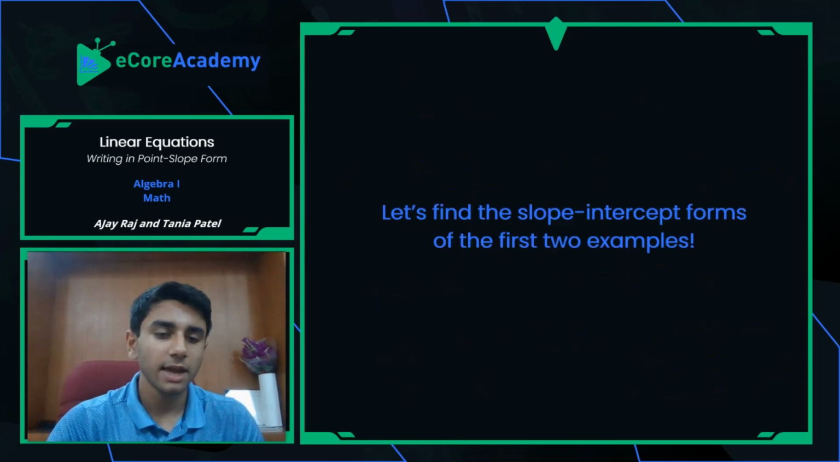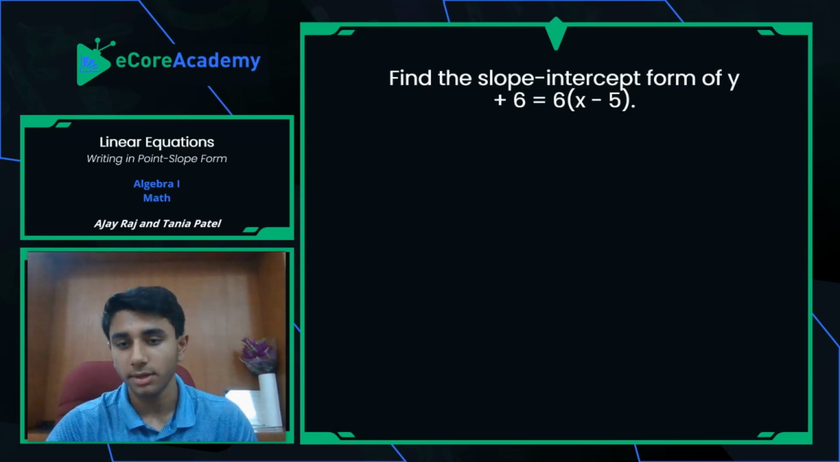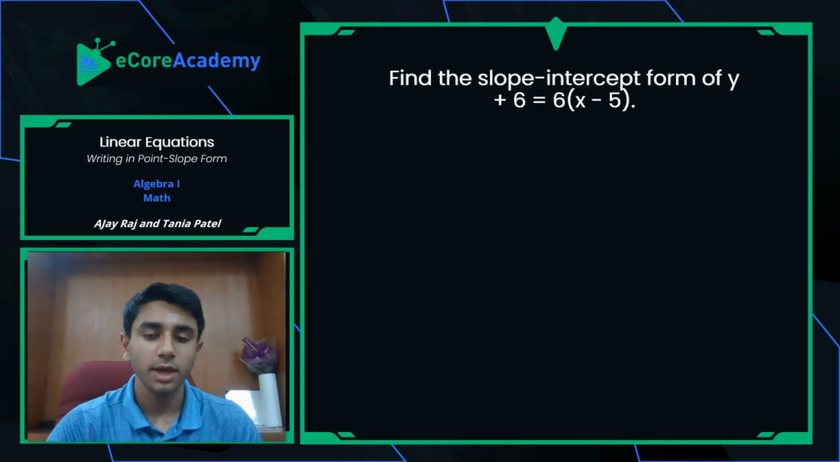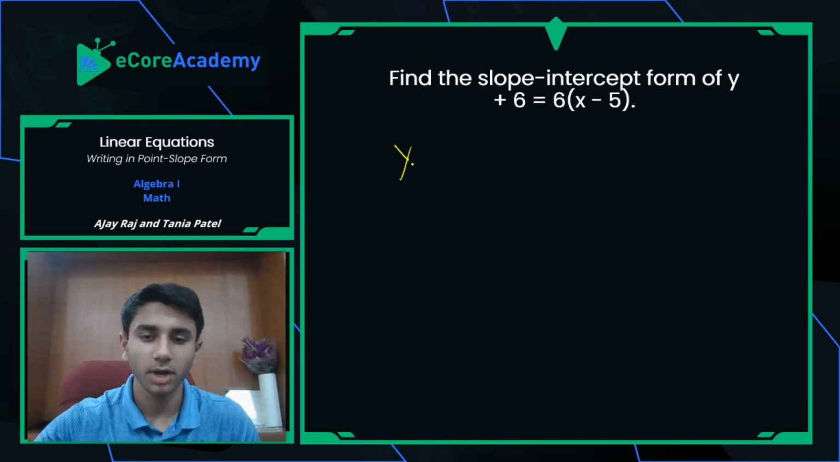All right, so the second half of these practice problems, what we're going to do is find the slope-intercept forms of the first two examples. And we're actually going to be given them in point-slope form. So we're going to translate from point-slope form into slope-intercept form. We're given the equation of y plus 6 equals 6 times x minus 5, and we're going to translate this into slope-intercept form. All right, so let's start off by rewriting the equation right big and bold here.